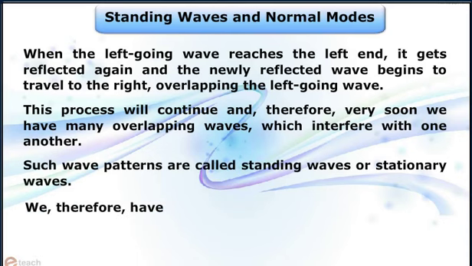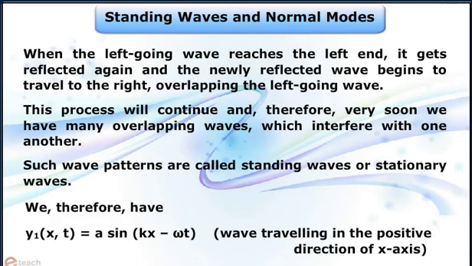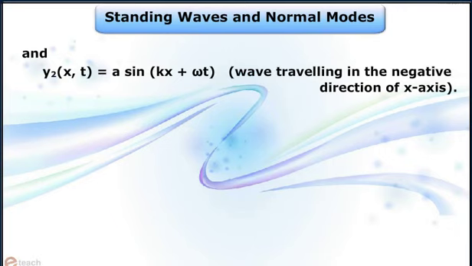We therefore have y1 as a function of x, t equals a sin(kx minus omega t), a wave traveling in the positive direction of the x-axis, and y2 as a function of x, t equals a sin(kx plus omega t), a wave traveling in the negative direction of the x-axis.